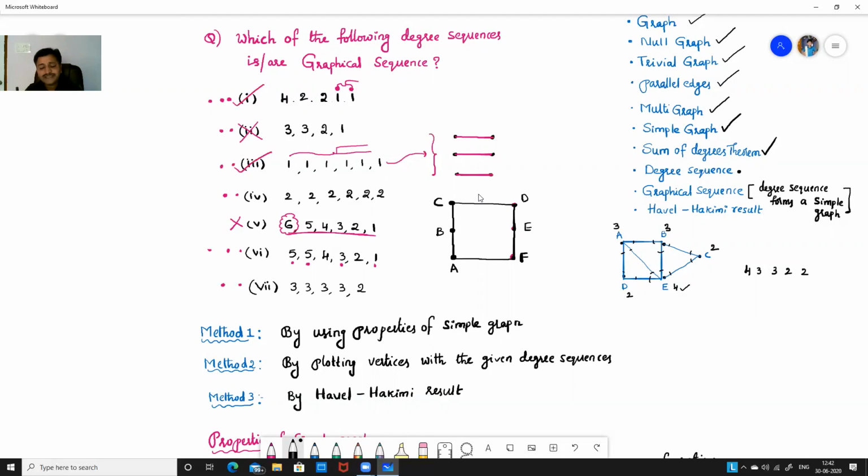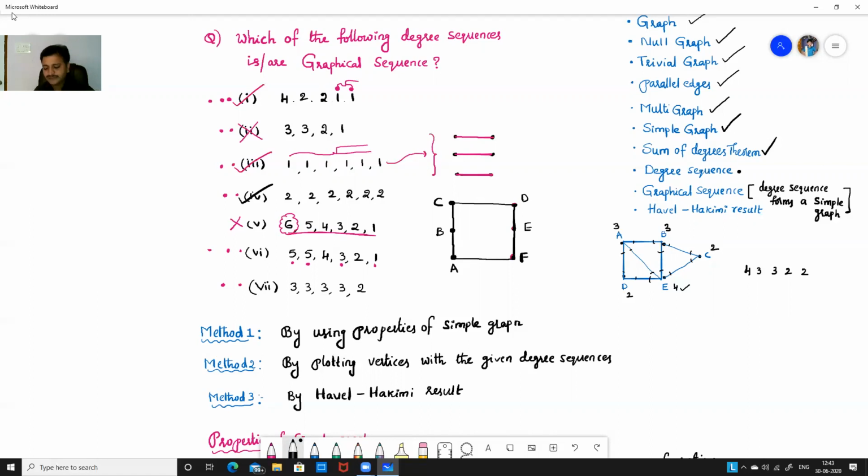Maybe you are listening for the first time, and you may get confused about how to quickly draw a diagram like that. But by practicing problems, definitely you can easily draw the graph like this. It is nothing but a cycle graph. What is a cycle graph? We'll discuss later. So the fourth one is okay, and the fifth one we already eliminated.